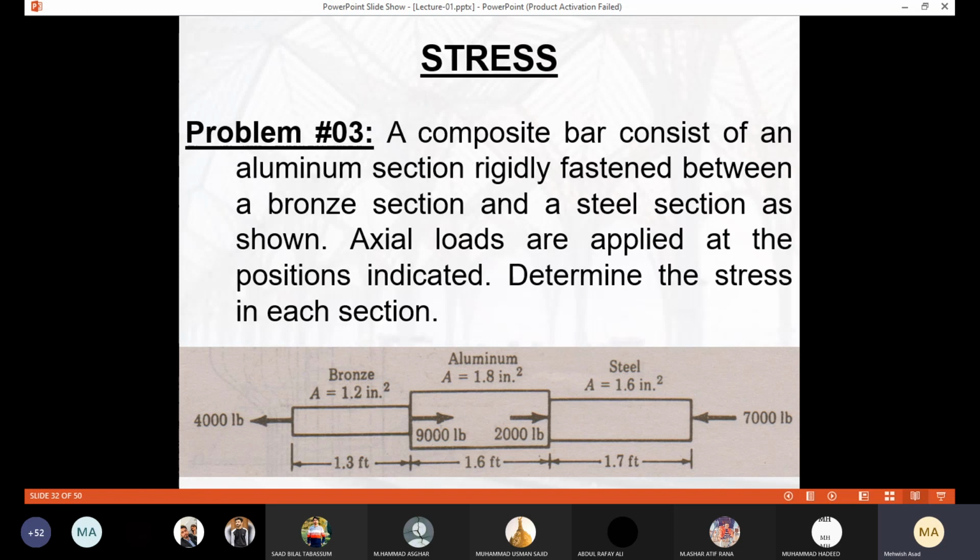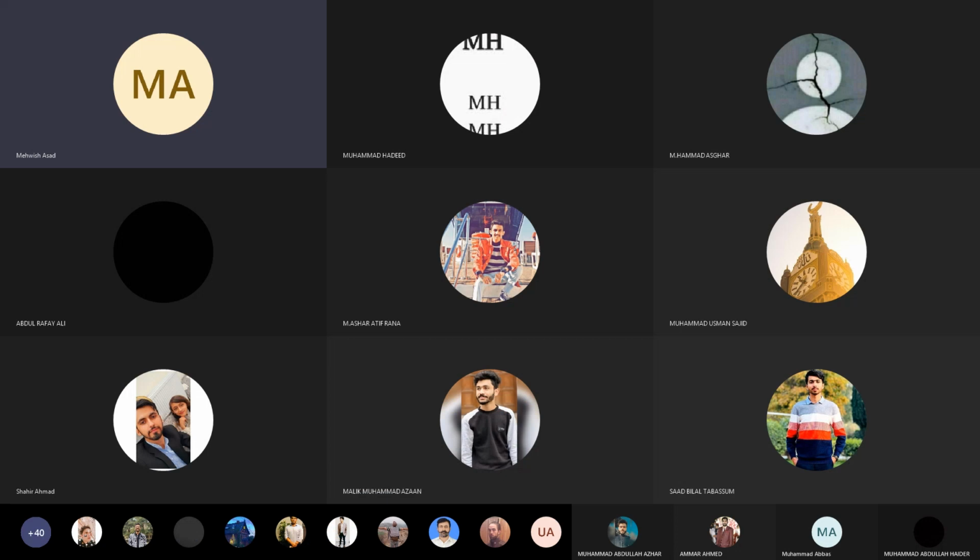So axial loads are applied at the positions indicated. Determine the stress in each section. Okay, you have to determine the stress in each section. अभी भी हमारा जो स्टेप वाइज प्रोसीजर की हम बात करें तो वही होगा जो इससे पहले प्रॉब्लम्स में हमने किया कि हम क्या करते थे, फ्री बॉडी डायग्राम के लिए सेक्शंस पास करते थे, फ्री बॉडी डायग्राम ड्रॉ करते थे, इक्वेशंस ऑफ इक्विलिब्रियम अप्लाई करते थे. Same thing will be done here. हम वही सारा काम करेंगे.